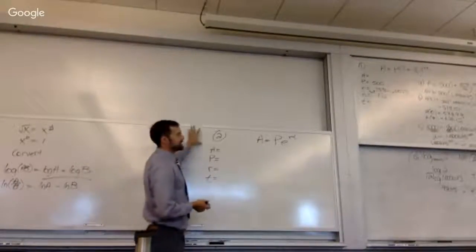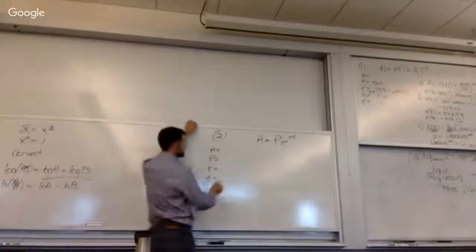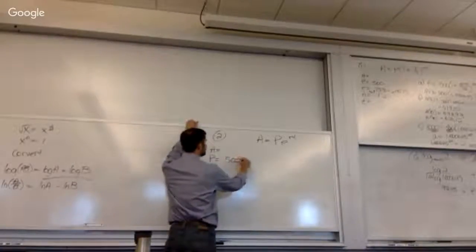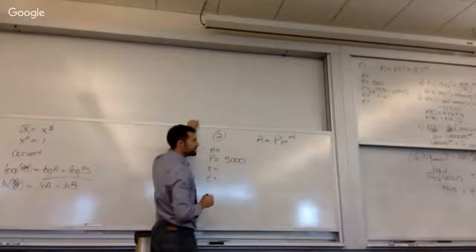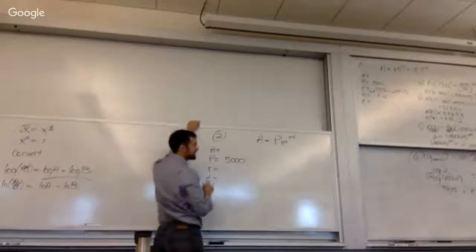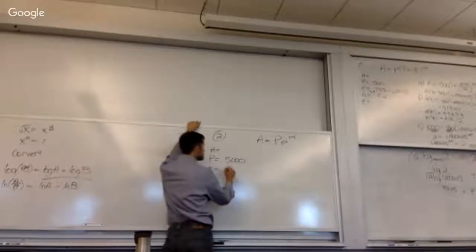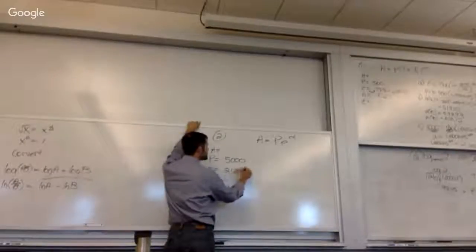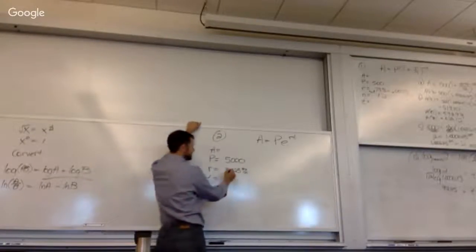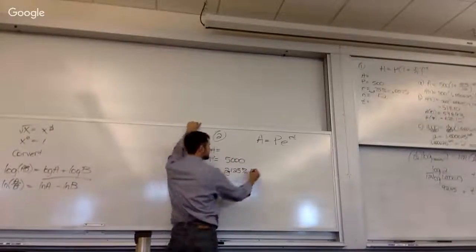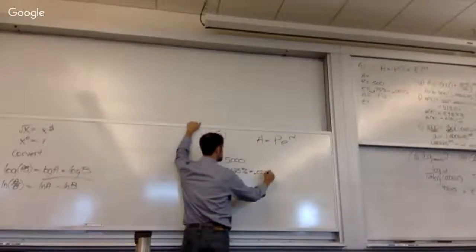So let's look. $5,000 is invested, so that's my principal. And an account which offers 2.125% compounded continuously. So my interest rate is 2.125%, but you can't use a percent. It always has to be a decimal. So you move the decimal twice to the left, and so it's really 0.02125.